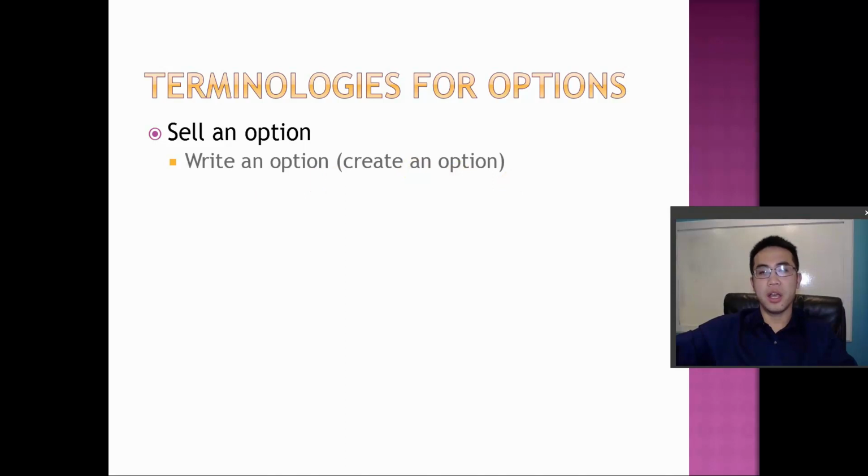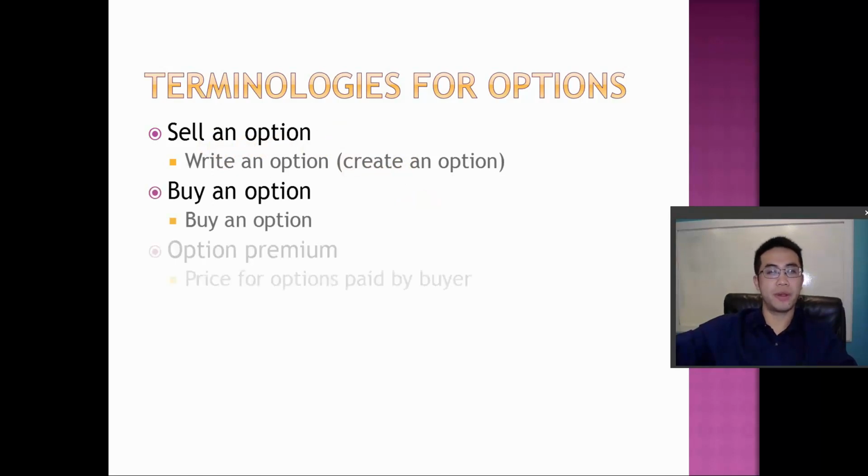It's not like stocks. Only the companies can create stocks by slicing its equity into small pieces of shares. In the option market, you can create an option or you can write an option. We call it writing an option, and then sell an option. So write an option is the same as sell an option, is the same as create an option and then sell it. If it is buy an option, we just call it buy an option.